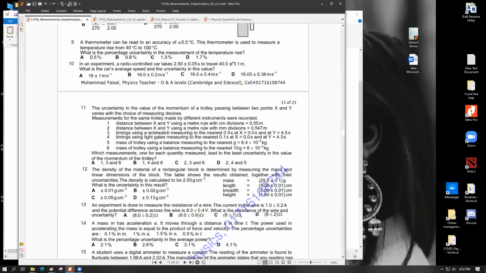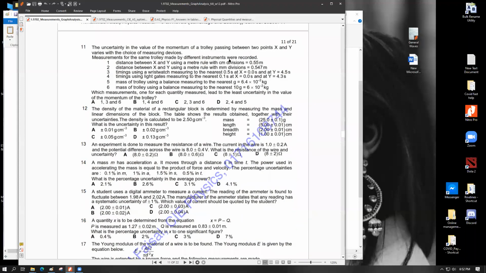Moving on to the next page, page number 11. Any questions from page number 11? I'm going to discuss number 15 for sure. But if you have anything else other than 15, you tell me about it.